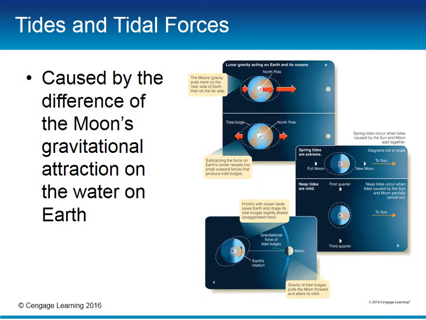The lunar gravity acting on the Earth and its oceans is such that the Moon's gravity pulls more on the near side of the Earth than on the far side. Subtracting the force on the Earth's center reveals the small outward forces that produce tidal bulges. This interaction is what causes spring tides and neap tides.